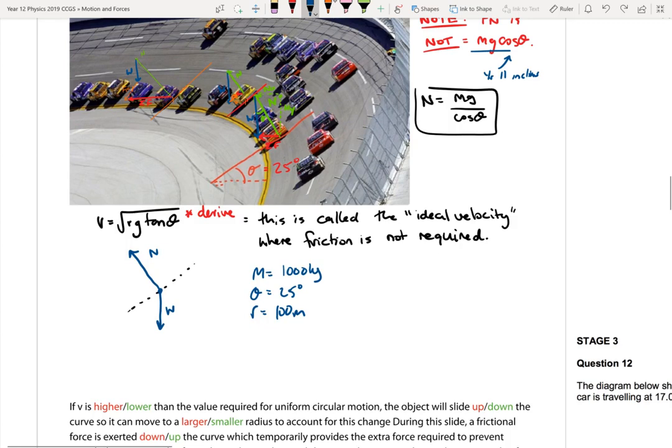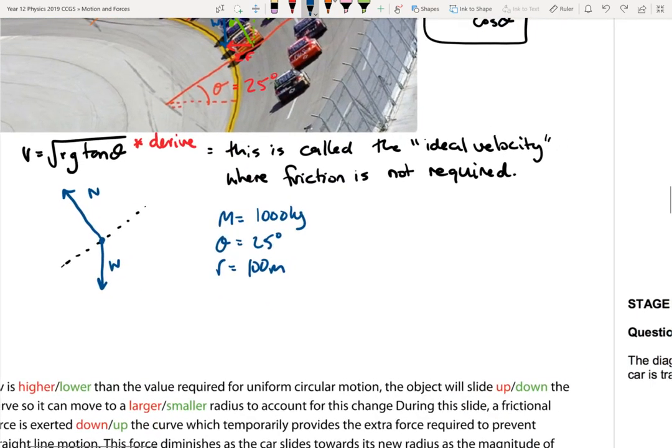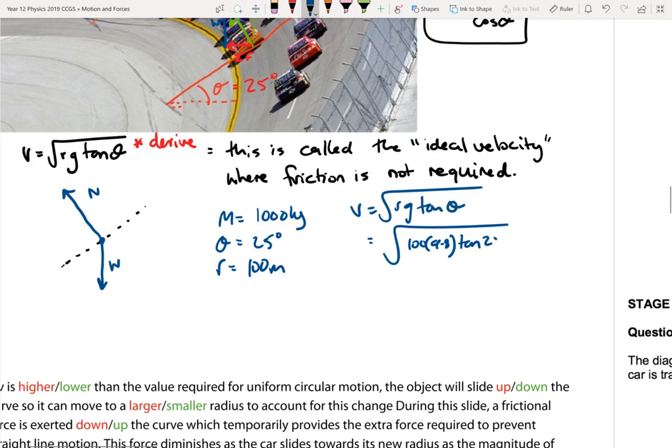Let's just take this one step further and figure out what the ideal speed is, and then violate that speed. So square root of r g tan theta: 100, 9.8, tan of 25. We get the ideal speed of 21.4 meters per second.